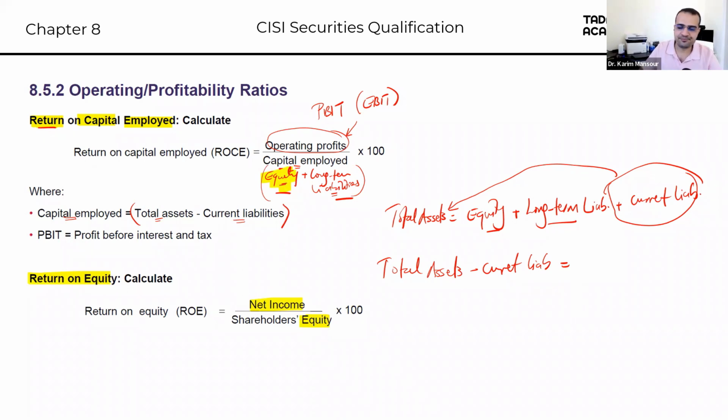These two ratios are considered profitability ratios. They show you how the management of the company is using either the equity of the company or the equity and debt of the company to generate profit for the shareholders.